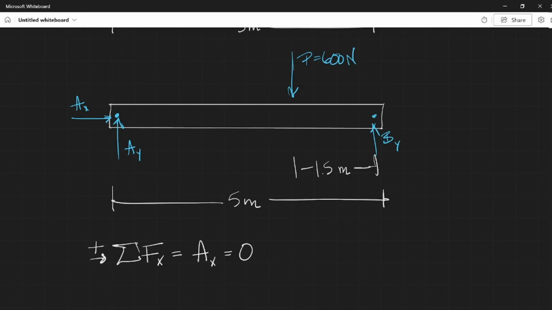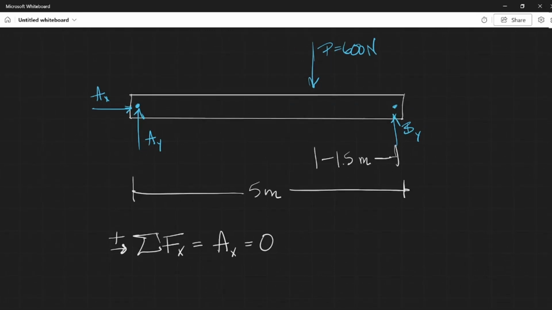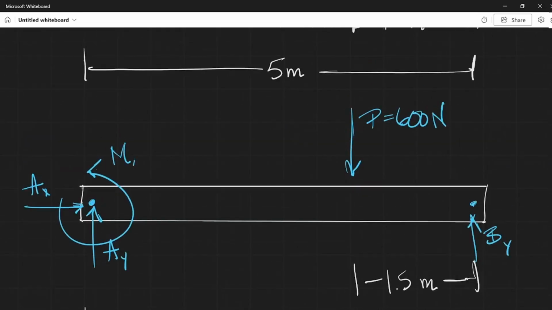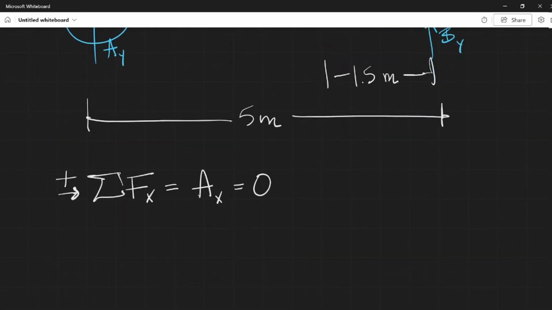But let's look at the moment equilibrium about point A, right? Because we can also rotate about this point. And we'll call this MA. The sum of moments, and I'll define this way to be positive, about point A must equal 0.